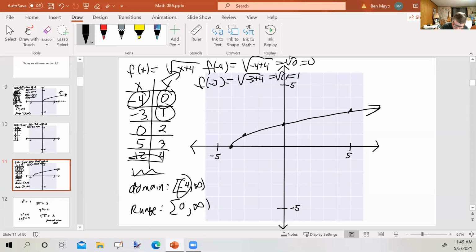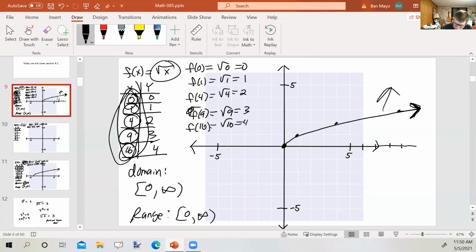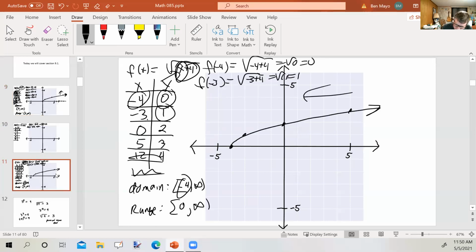Now, wait, I thought you couldn't take the square root of a negative number. We aren't. The whole thing isn't x. The domain is just the x piece. So we're taking an x, adding 4 to it, and then taking the square root. So we can go all the way back down to negative 4. In fact, notice this original graph compared to the new one. This graph has been shifted to the left 4 units. And we'll talk more about that in a later chapter.